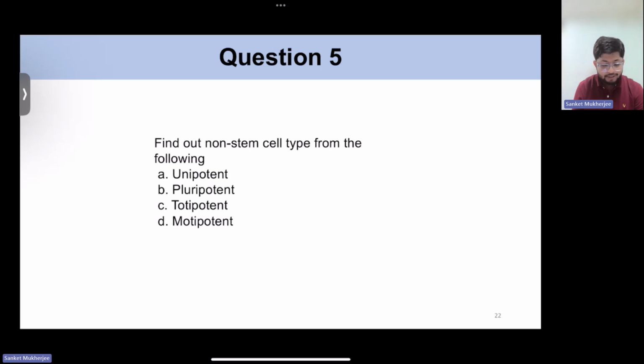Find out the non-stem cell type from the following. Is it unipotent, pluripotent, totipotent, or multipotent?